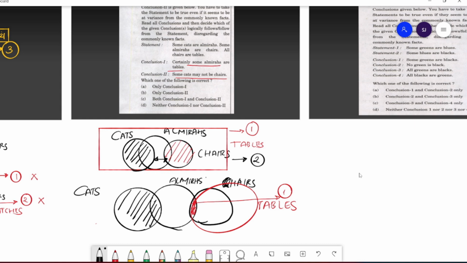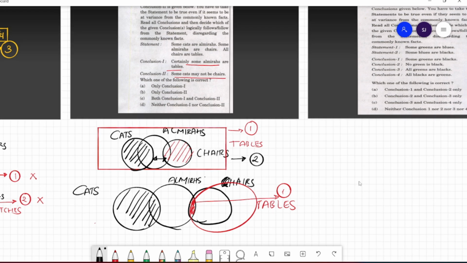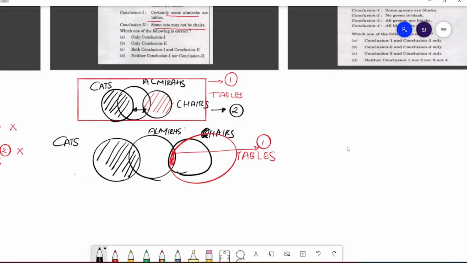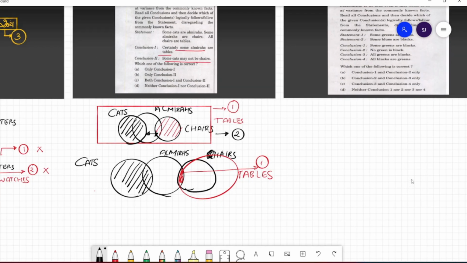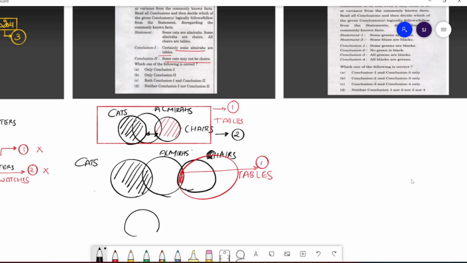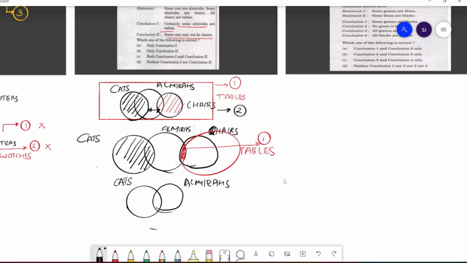So if you think about it, you can ask me, can you represent this diagrammatically in one more way? Look at this. Some cats are almiras. Some almiras are chairs. So look at it. Some almiras are chairs. Then all chairs are tables. So all chairs are tables. So one more thing.